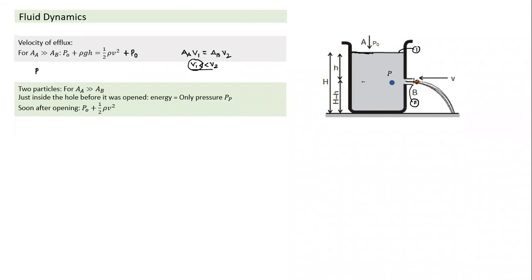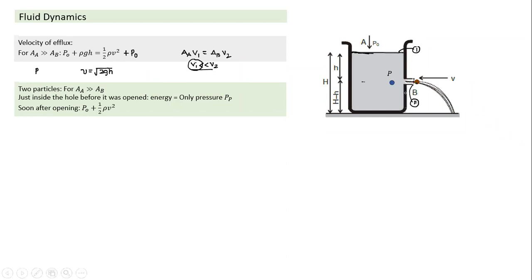And why have we taken a liquid point just outside the nozzle? As soon as it comes out of the vessel, it is exposed to the atmosphere. It will have the same pressure as the atmospheric pressure. That's why we take the second point just outside the nozzle. And when we equate this, we can very easily arrive at the equation soon after opening. So this is the expression we arrive at. And from here, we can easily find V, which is equal to root 2 gh. That's the velocity of efflux if we ignore kinetic energy at the surface.